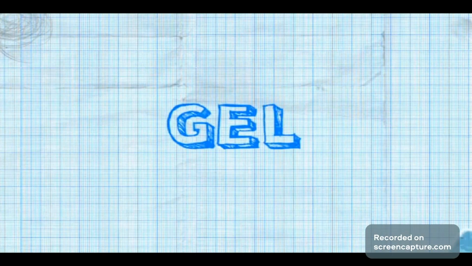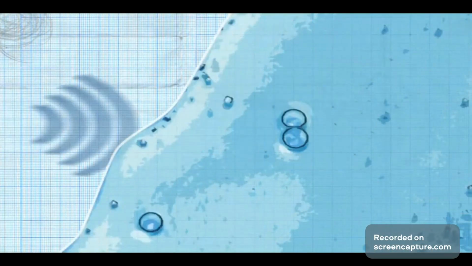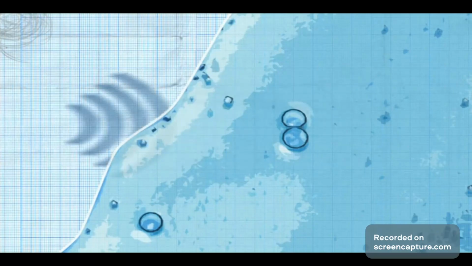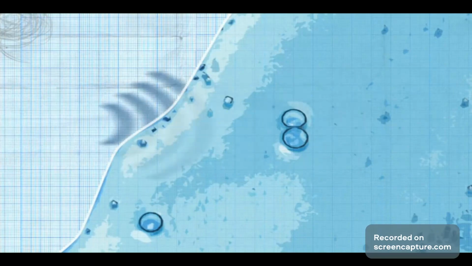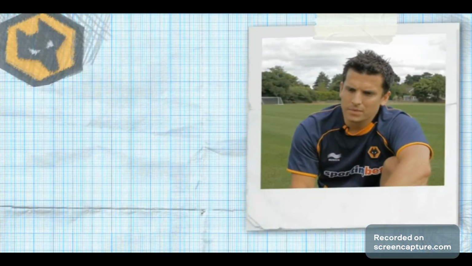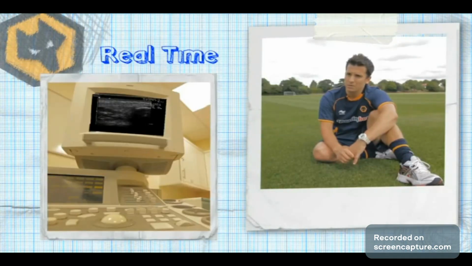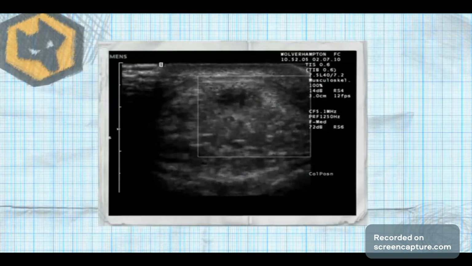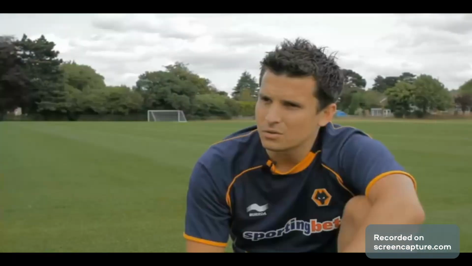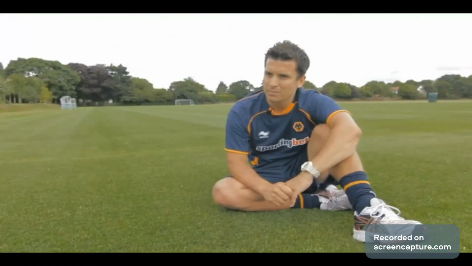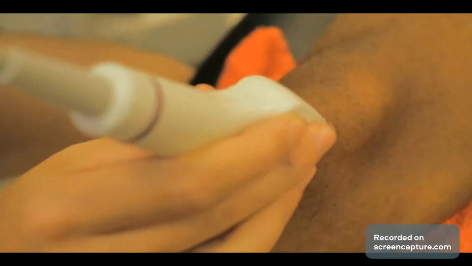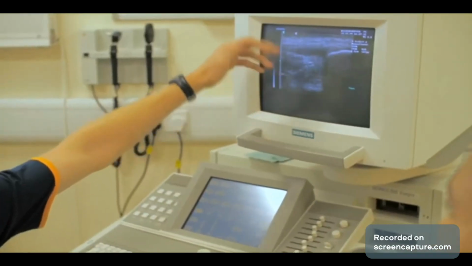Why use the gel? Without the gel, most of the sound waves wouldn't penetrate the knee, but would be reflected off the skin surface. The greatest benefit with ultrasound is it's real time. You can actually see the muscle moving, you can see the muscle contracting, you can see the muscle stretching. No health risk at all, so we can use it for long periods of time without any undue risk to the player. You can see the different layers of tissue are shown.